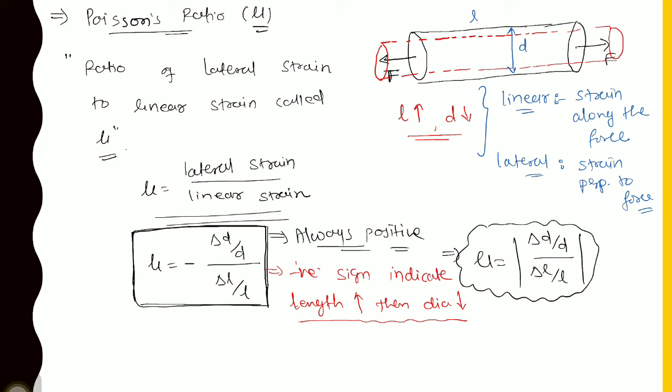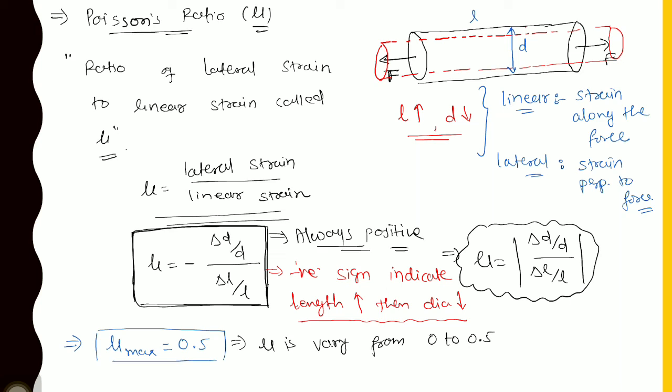Okay, and some additional notes for Poisson's ratio. Out of this, the first one is what? The maximum value of mu is 0.5. It's never greater than 0.5. The maximum value of mu is 0.5. So it varies from 0 to 0.5. We can write 0 less than mu less than 0.5. मतलब mu is always less than 0.5. वैसा आप याद रखो. It varies from 0 to 0.5.